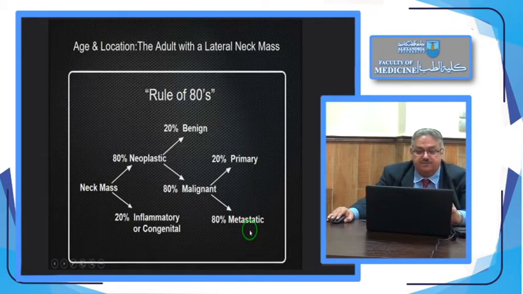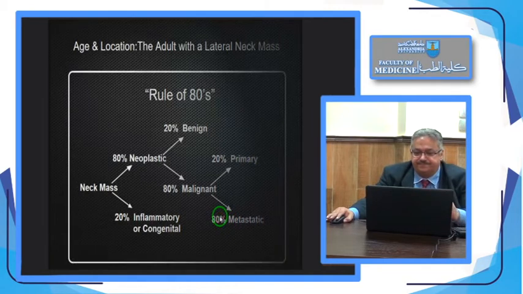The primaries, metastatic or secondaries from primaries, whether in the head and neck region or in the subclavicular region, and only 20% are primary. So again, adult patient, lateral neck mass, 80% neoplastic. Of those, 80% are malignant. Of those, 80% are metastatic secondaries. All right.